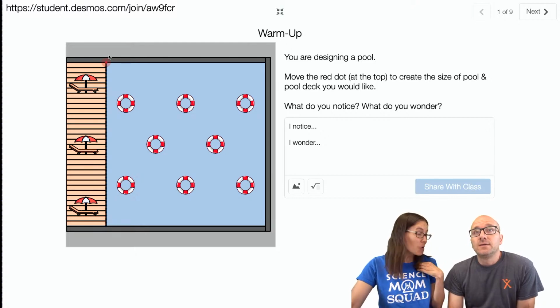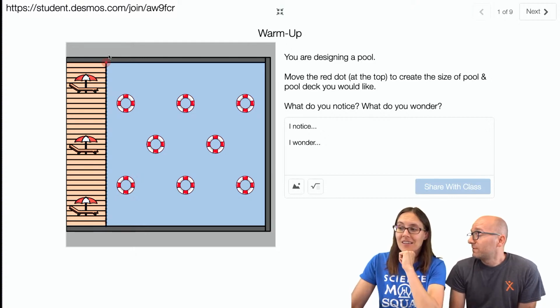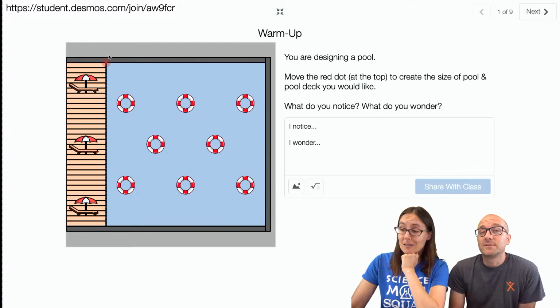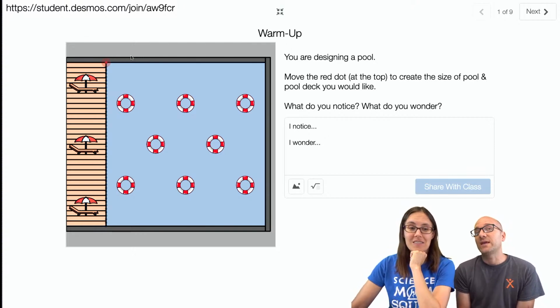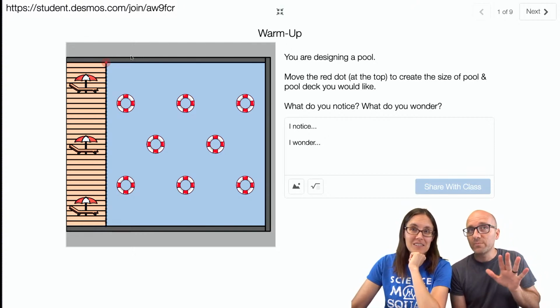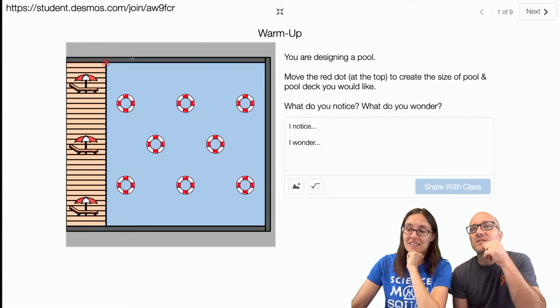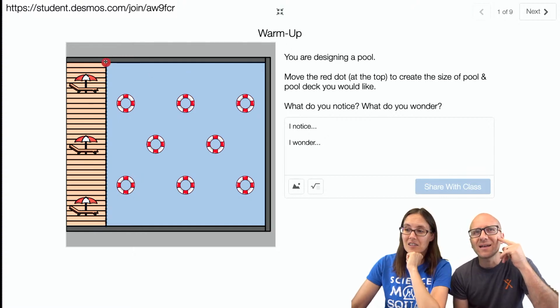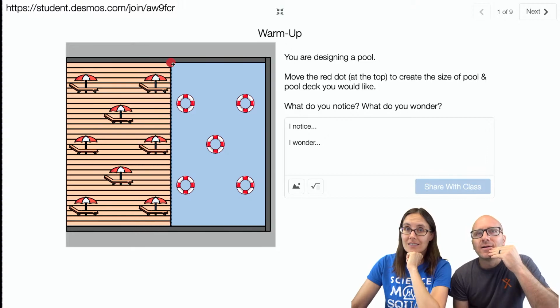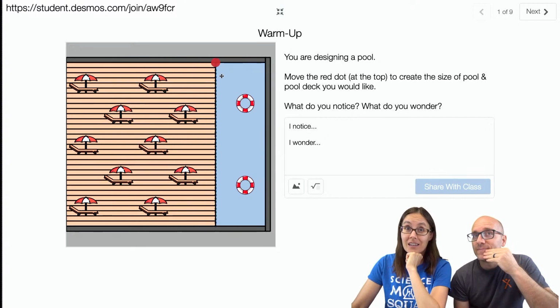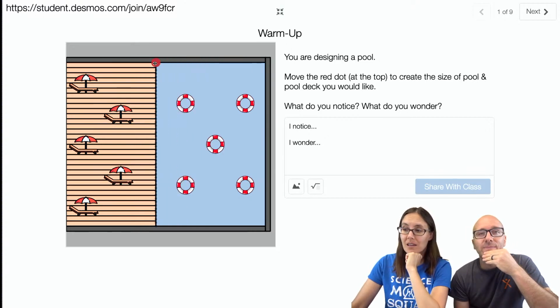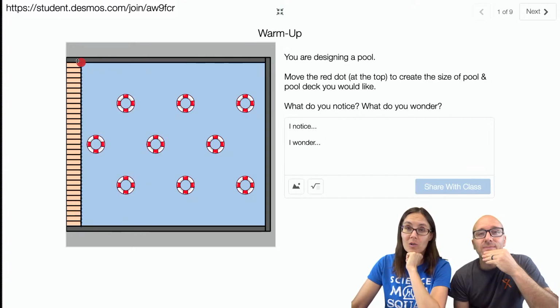Designing a pool, a swimming pool. Wouldn't that be fun to have a swimming pool? I like to swim. All right, so in this case, we can't control too much about it, but there is one thing we can interact with here. So there's a red dot. It's kind of hiding there. I see it. So I can make a big deck and a tiny pool, or I can make a small deck and a bigger pool. That's the better swimming pool, in my opinion, Math Dad.